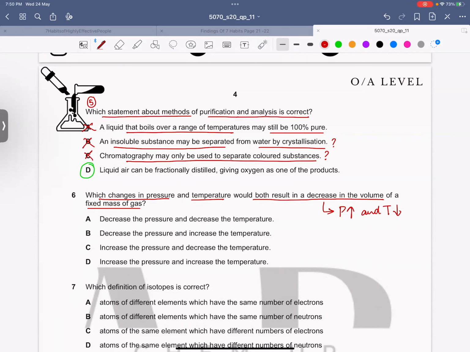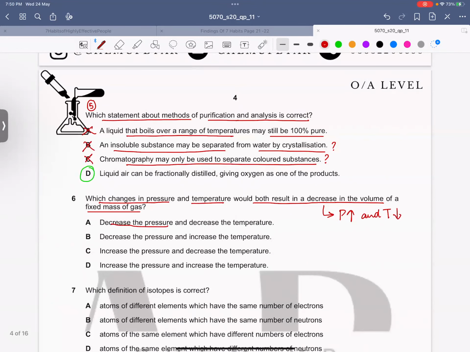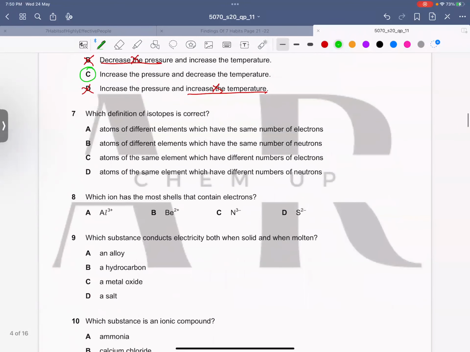So decrease the pressure in A goes wrong. Decrease the pressure in B goes wrong. Increase the temperature in D goes wrong. So our correct answer is C. Is this clear? Okay.